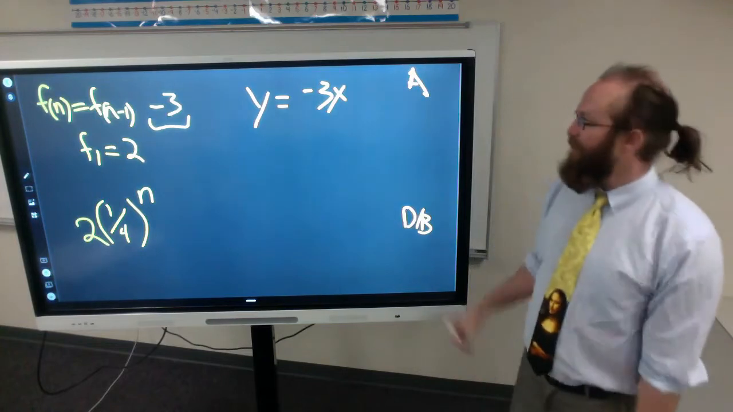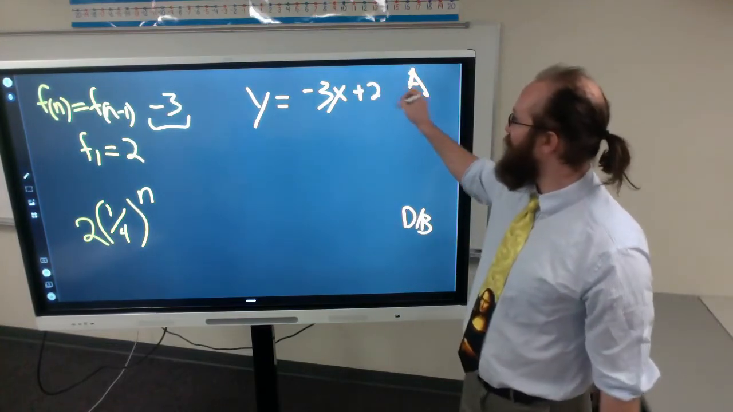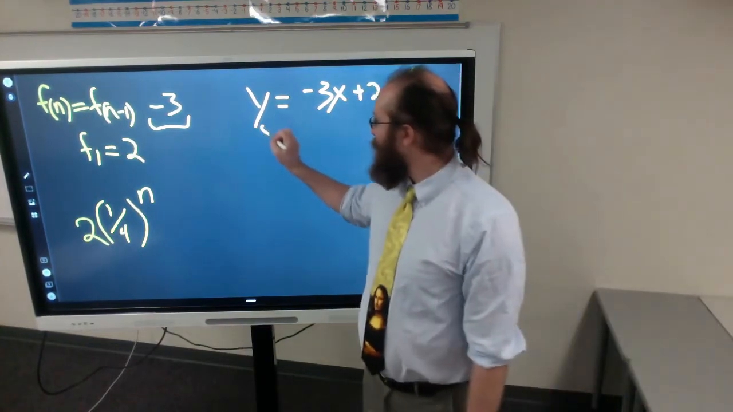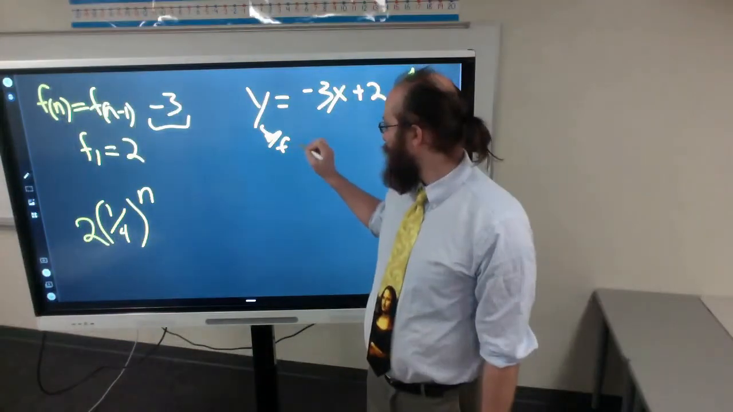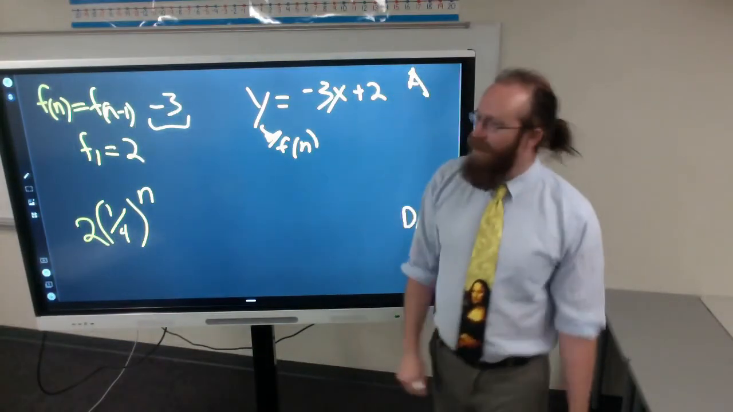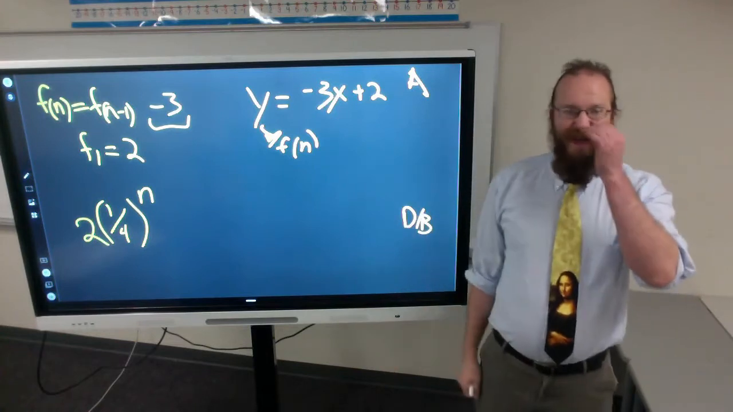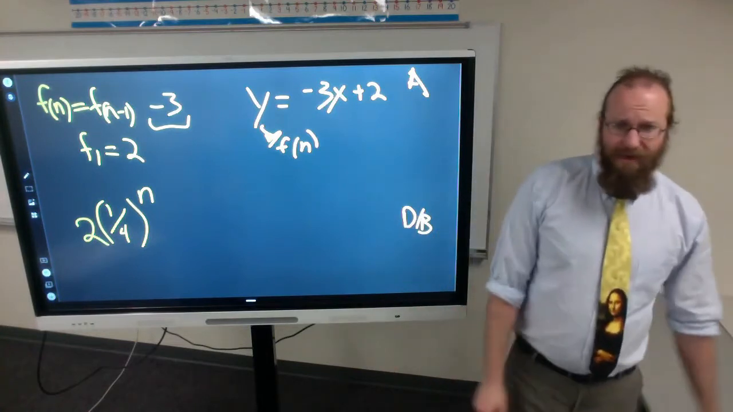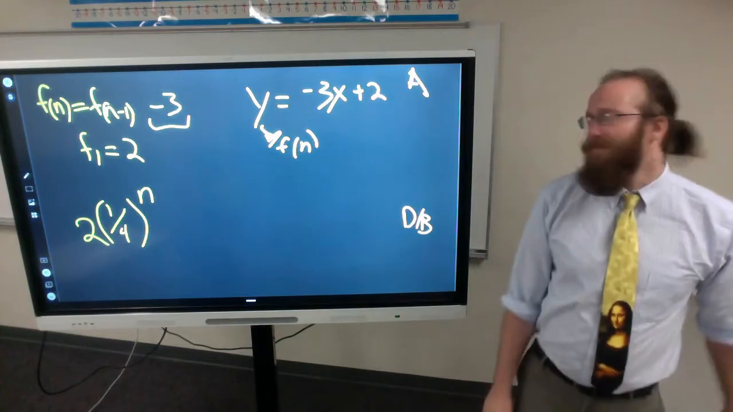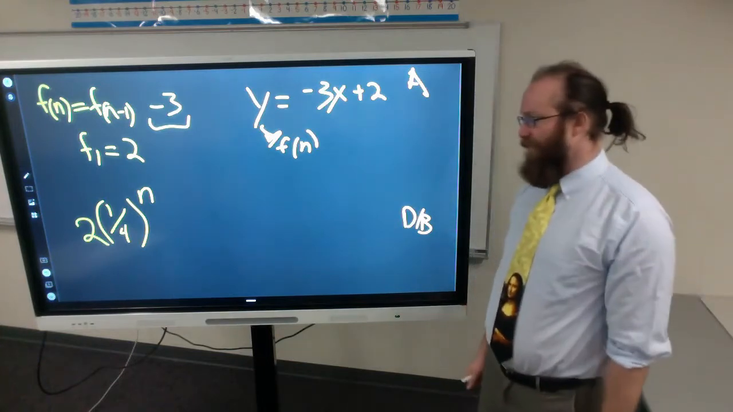And the first term is 2, so it should be plus 2, and that was answer choice A. Interesting to note, they use f of n here, which is fine. You can use function of n to represent your y value, they kind of mean the same thing. I like to use y just so I don't get confused.